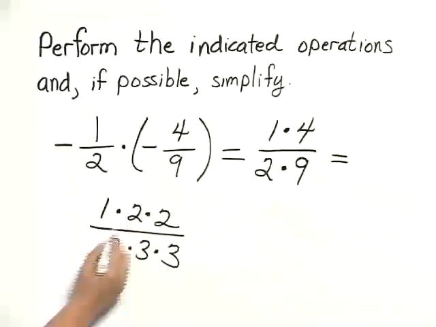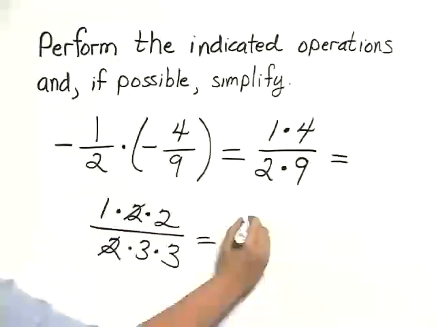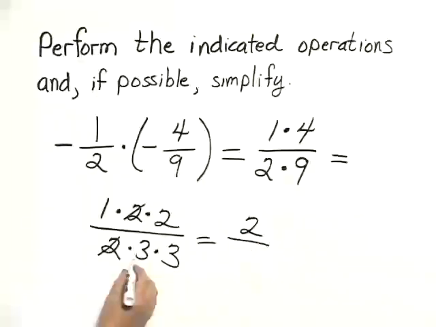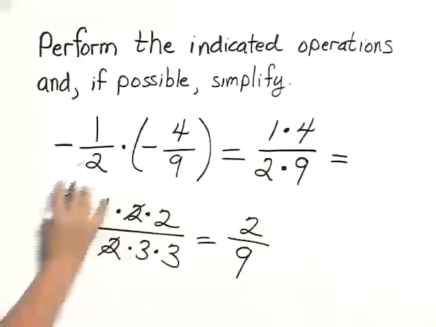And then I see that I have a common factor of 2 in the numerator and denominator. That forms a factor of 1 and can be canceled. In the numerator, I now have 1 times 2, and in the denominator, 3 times 3. So negative 1/2 times negative 4/9 equals 2/9.